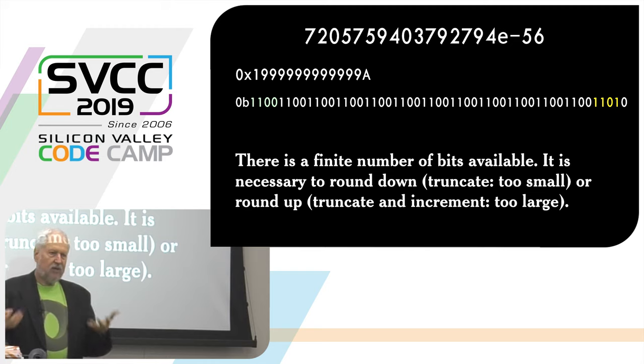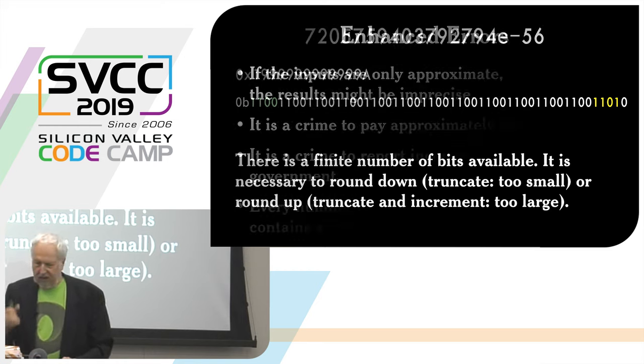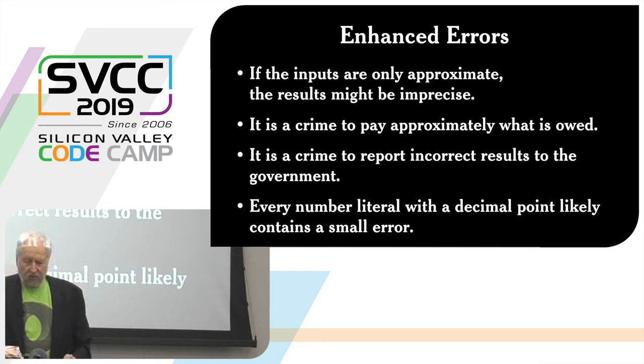So you can round up and be too big, or you can round down and be too small, but you cannot get the right answer. You can't do it. So if the inputs are only approximate, then the result might be imprecise, which is a problem, particularly when you're dealing with money, because it is a crime to pay approximately what is owed. It is a crime to report incorrect results to the government.